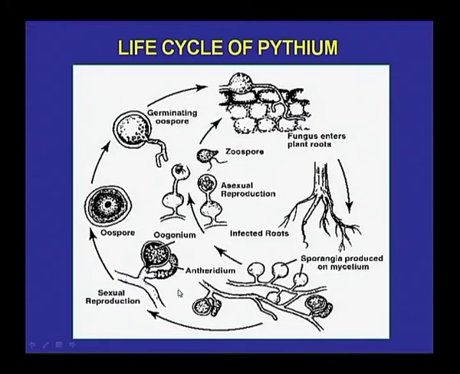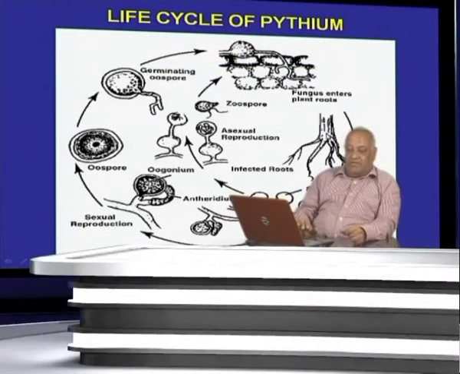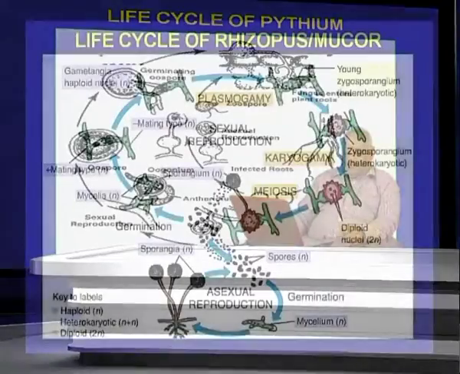Then when we discuss the sexual reproduction, we see that there are antheridia and oogonia, and there is fusion, and they make the oospores, which are 2n in number, and the oospore when germinating after meiosis becomes n number of spores, and then they infect the roots of the plants. This type of life cycle is there in Pythium.